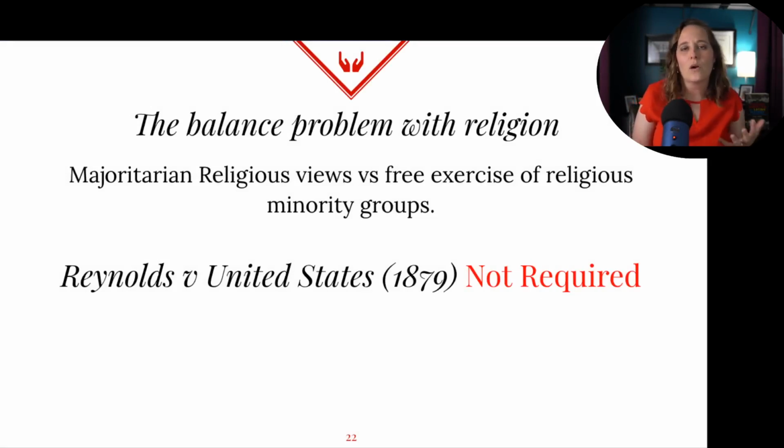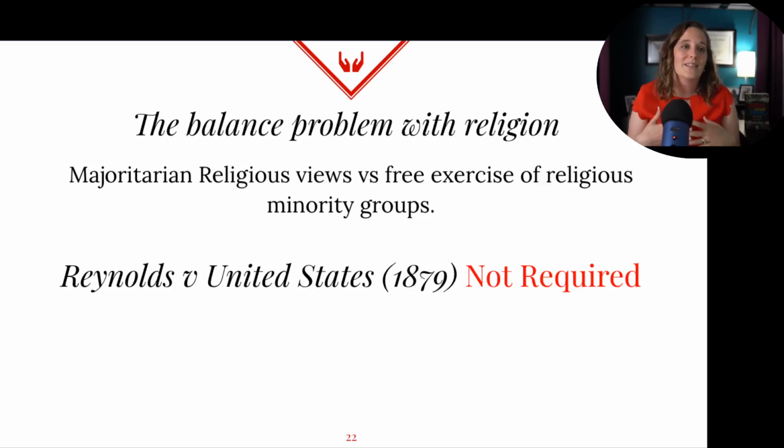When we talk about religion, we're always trying to balance the religious views of the majority with the free exercise of the religious minority. You're always having to balance that. One of the first cases that dealt with religion after the 14th Amendment was the case of Reynolds versus the United States. Now, this is not a required case, so keep that in mind. In this case, the Mormons brought a free exercise case to the Supreme Court over polygamy. They said this is one of our religious beliefs, and we believe that we should be allowed to do it.